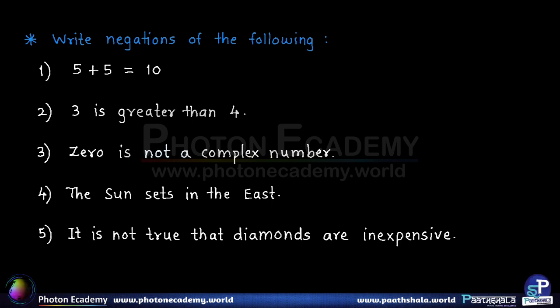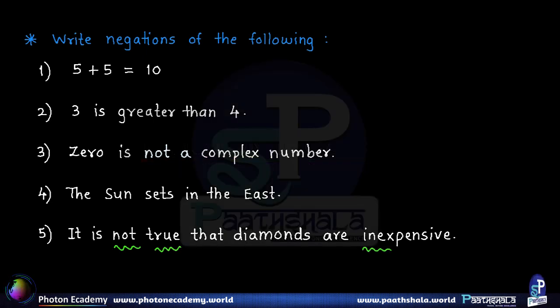And lastly, it is not true that diamonds are inexpensive. Now here it may be a little confusing because there is not here, then there is the word true here, then inexpensive. So a lot of true or false or negated statements or words. Here we simply remove the word not and say that it is true that diamonds are inexpensive. So that's the best way to write the negation.